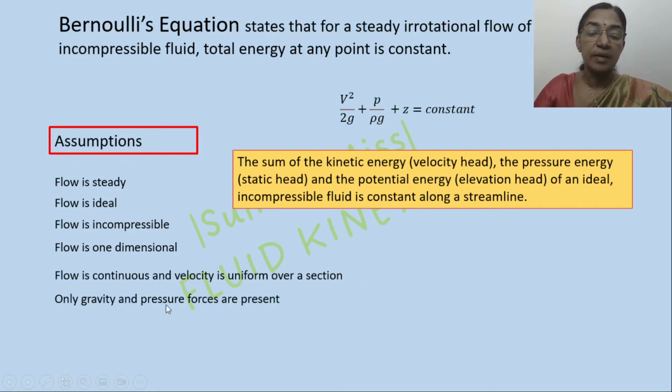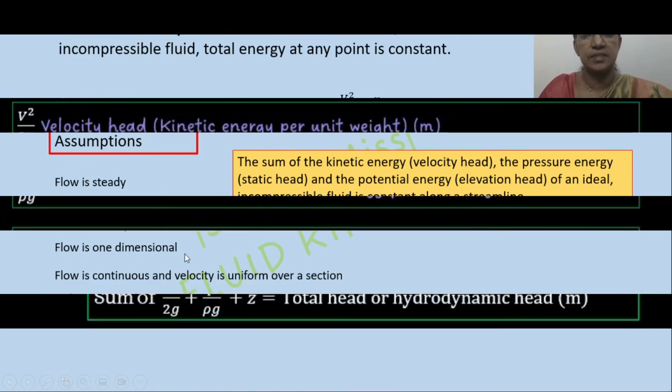Then only gravity and pressure forces are present, because Bernoulli's equation is obtained by integrating Euler's equation along a streamline. Euler's equation considers only gravity force and pressure force. So these are the assumptions, and this equation is valid under these assumptions.